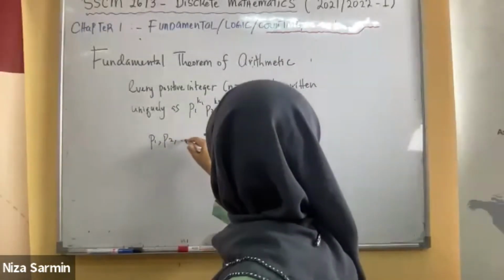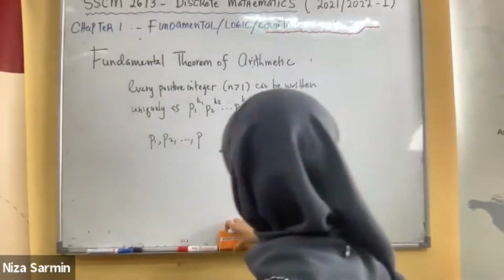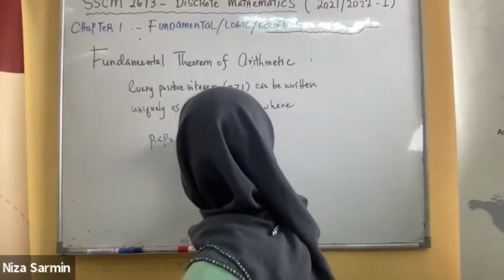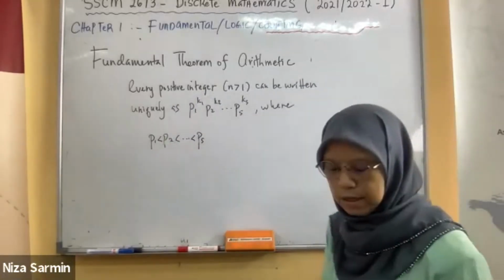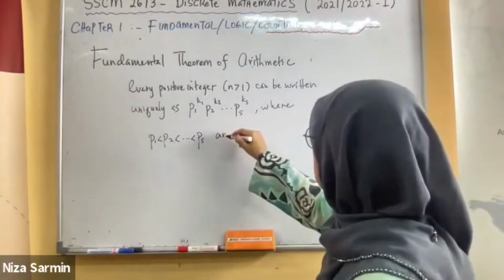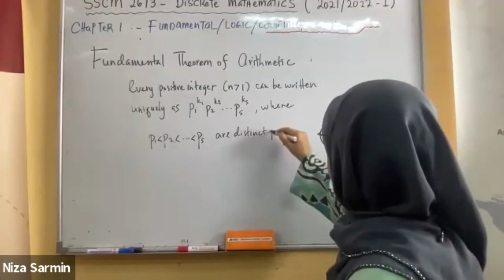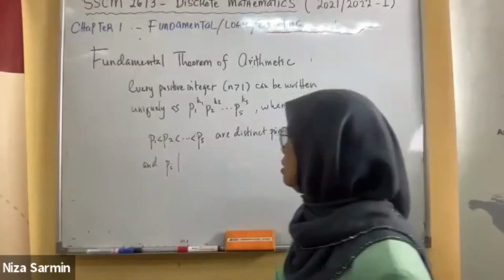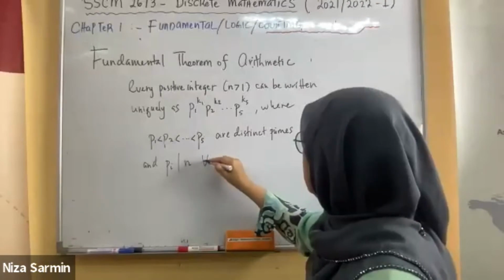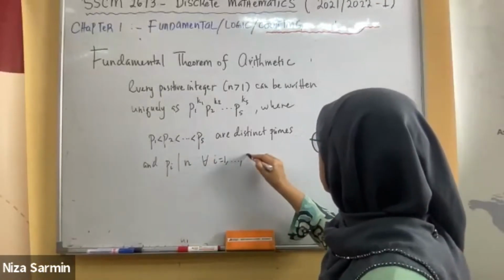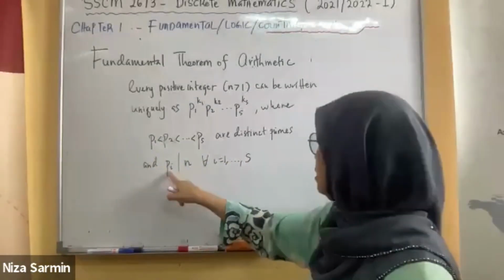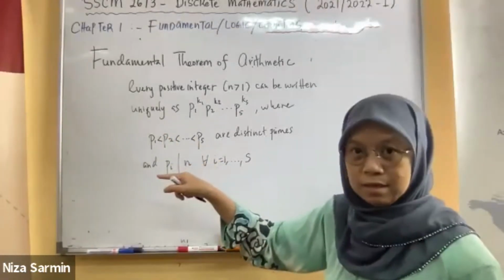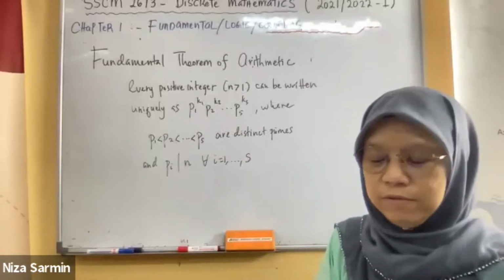Where P1 less than P2 until PS are distinct primes, and Pi divides n for all i until S. For each of these Pi, i from 1 to S, P1, P2 until PS, it has to divide n. So it's not all primes, whatever prime that divides n. Okay?